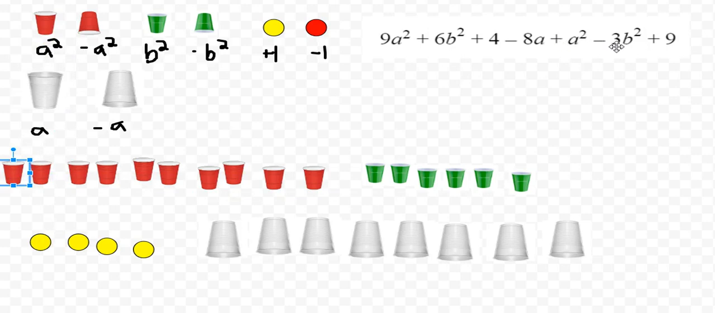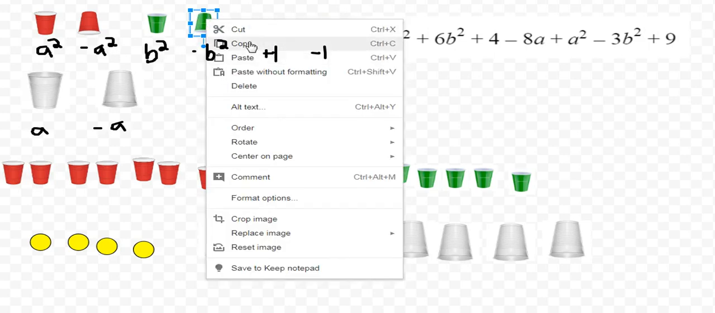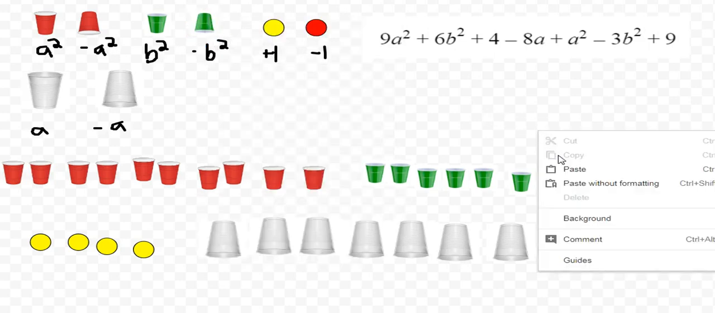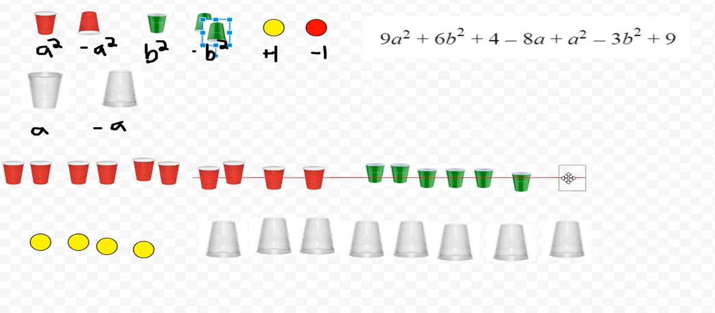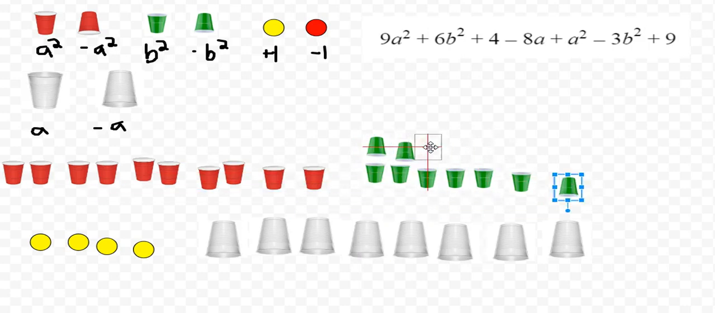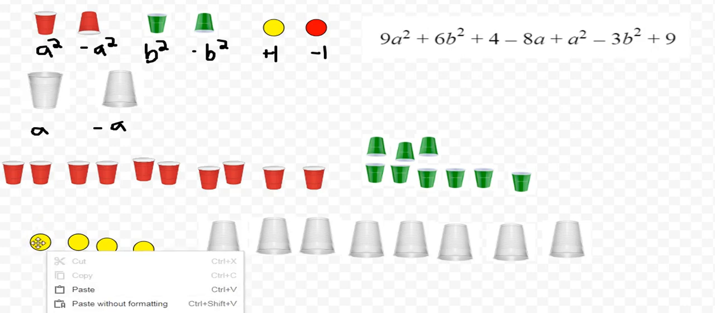Minus 3b squared. So I need 3 of the green cups upside down. 1, 2, 3. Put these above so we can see what I'm getting at. Looks like we're going to have some things canceling out here. Minus 3b squared plus 9. So 9 more of these yellow chips here.